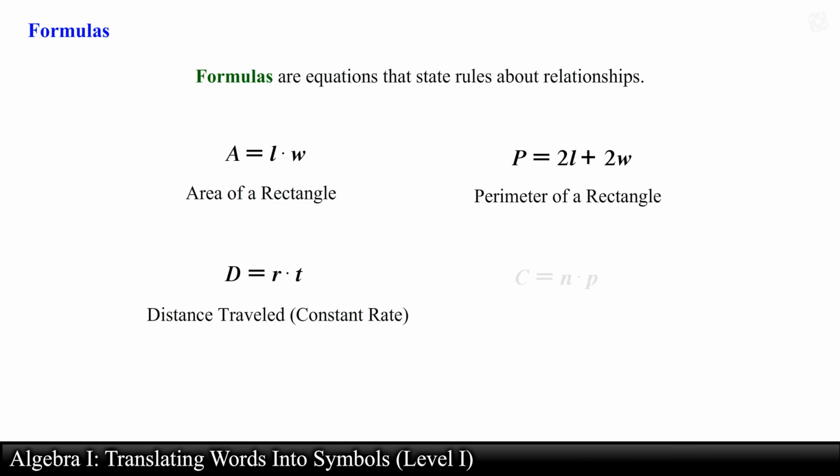Finally, to find the monetary cost of a certain number of items, we use the formula C equals NP, where N represents the number of items and P represents the price per item.